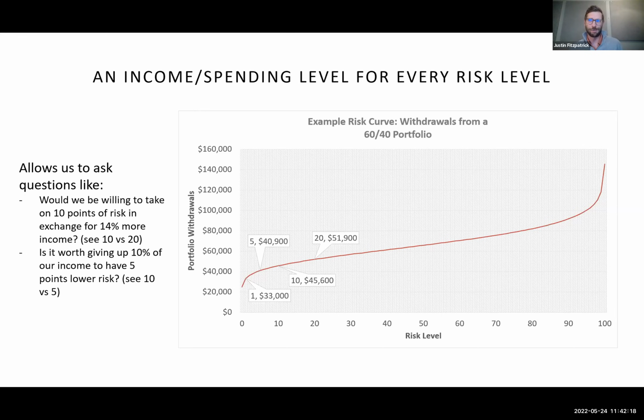this really worth it? Am I pushing things so far to the point where I'm forcing a reduction in standard of living just to grab those last couple points of quote unquote safety? So that's definitely happening here.